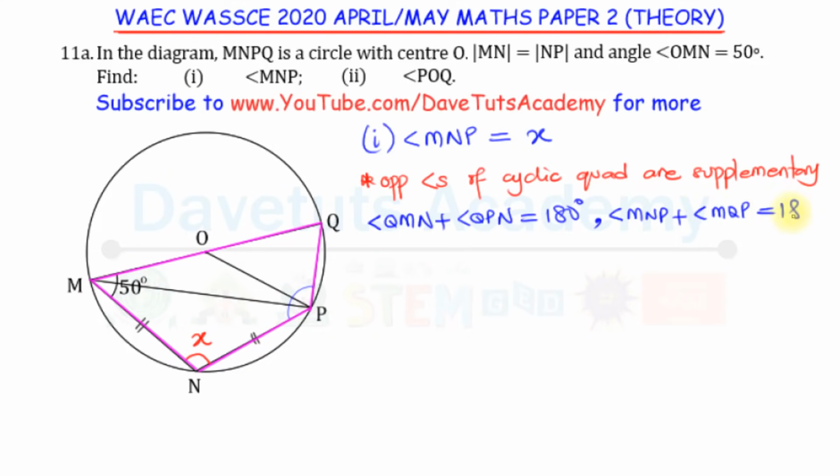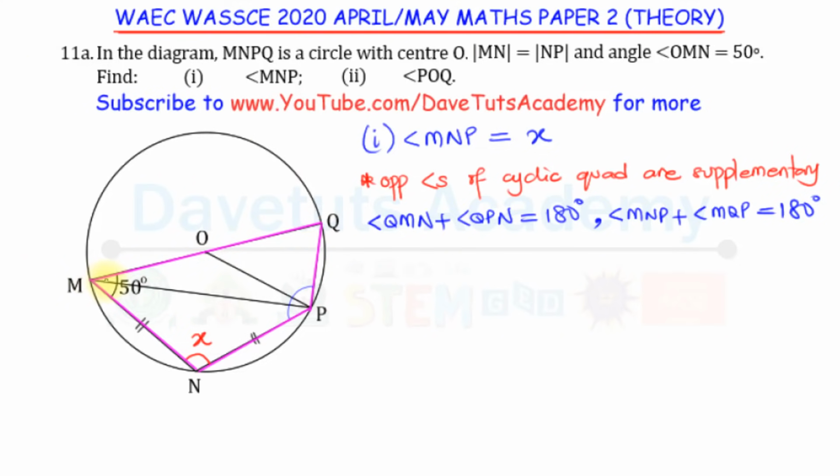They also add up to 180 degrees, following this particular postulate that opposite angles of a cyclic quadrilateral are supplementary. Okay, so that's the first thing I want us to note. The second case, look at this. Just take a look at this.